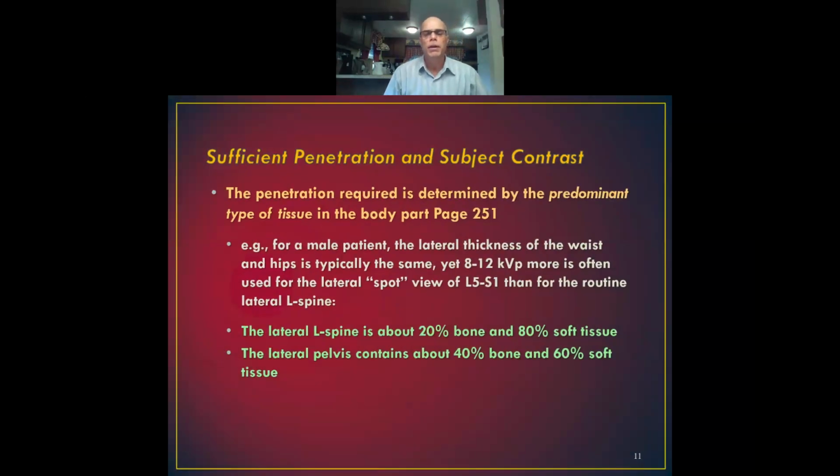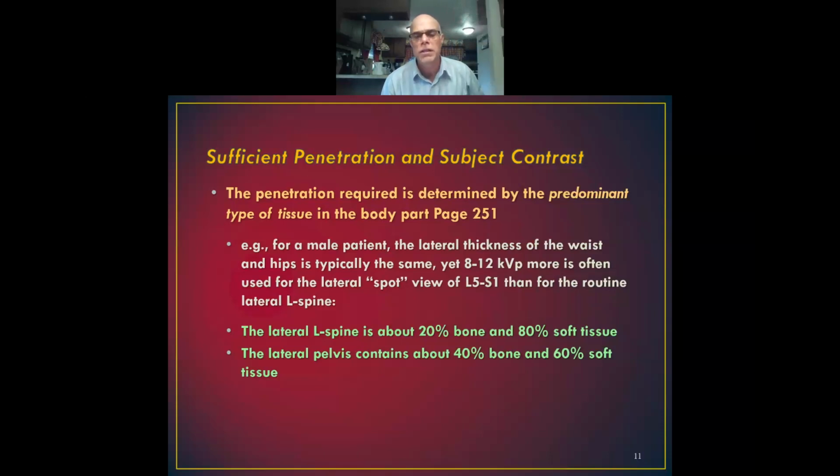Sufficient penetration and subject contrast. The penetration required is determined by the predominant type of tissue in the body part. This is on page 251, and this is kind of what I've already said. It's giving you an example talking about the male patient. The lateral thickness of the waist and hips is typically the same, yet 8 to 12 kVp more is often used for the lateral spot view of the L5-S1 than for the routine lateral L-spine.